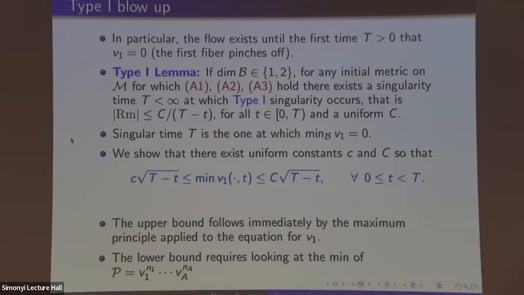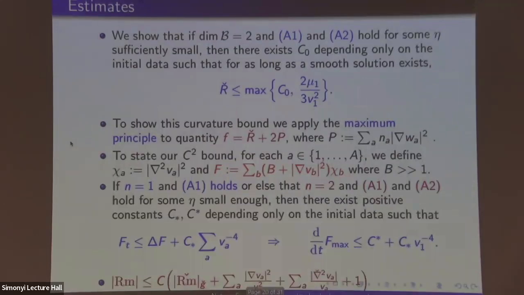So to prove that it is a type 1 flow, you need to establish an estimate like this: the minimum of V1 is bounded from above and below, like this. Because, as on the previous slide, if you look at the control and combine that type 1 lemma together with this, then you will see that the Riemannian curvature is bounded by C over capital T minus T, where capital T is the time exactly where V1 goes to 0.